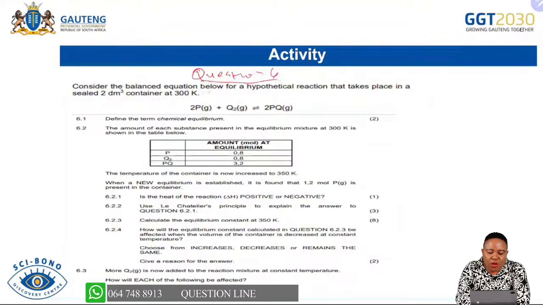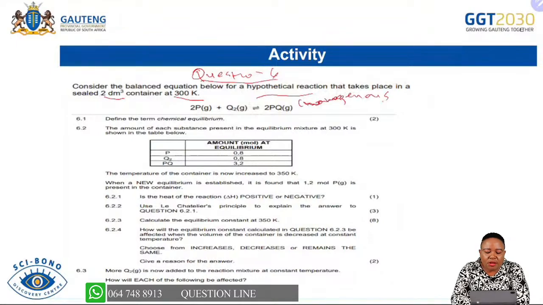Consider the balanced equation below of a hypothetical reaction that takes place in a 2 cubic centimeter container at 300 kelvins. We have 2P plus Q2 gas, giving you 2PQ gas. And you can also say that this is a homogeneous reaction, because the phases are the same.